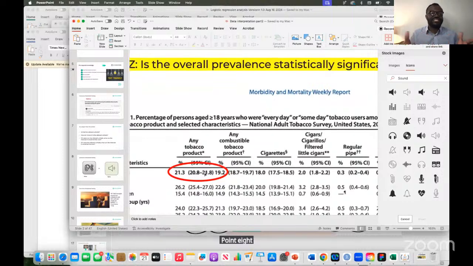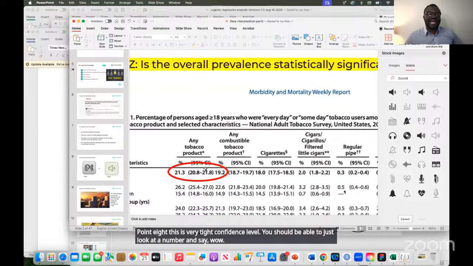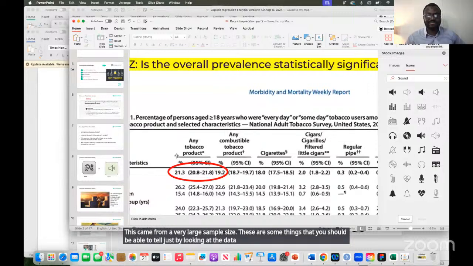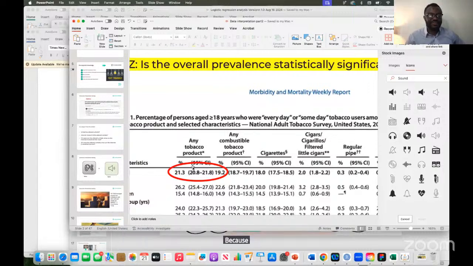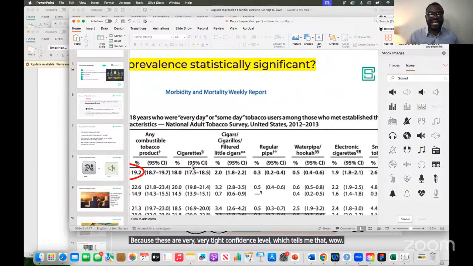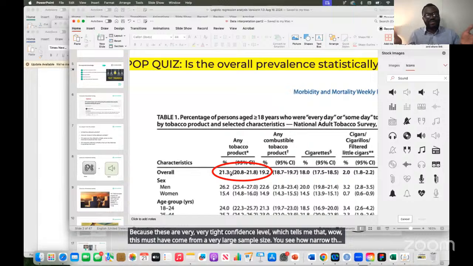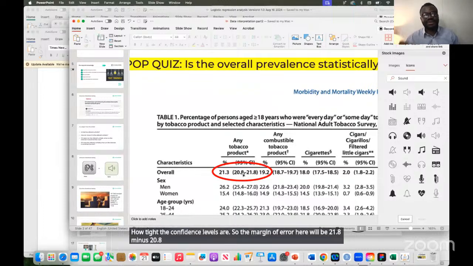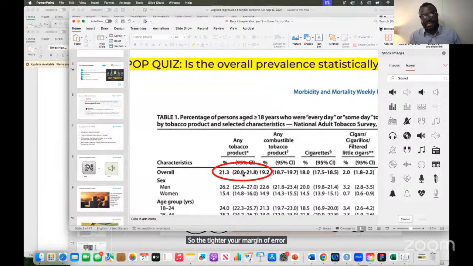This is a very tight confidence interval. And you should be able to just look at a number and say, wow, this came from a very large sample size. These are some things that you should be able to tell just by looking at the data set, at estimates. Because these are very, very tight confidence intervals, which tells me that this must have come from a very large sample size. You see how narrow they are. So the margin of error here will be 21.8 minus 20.8 divided by 2. That will give you the margin of error. So the tighter your margin of error, the narrower your confidence interval will be. And the larger your margin of error is, the wider your confidence intervals will be.